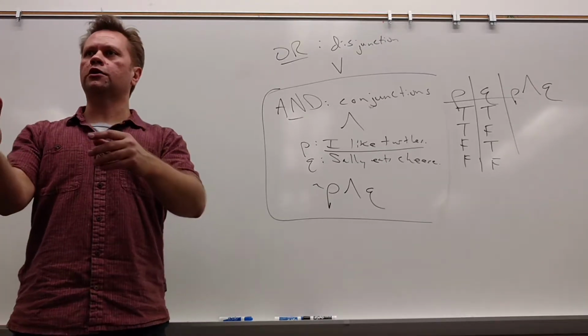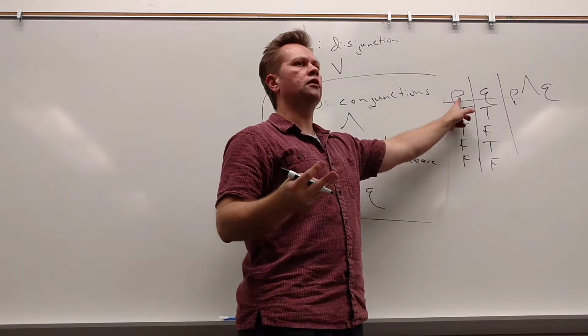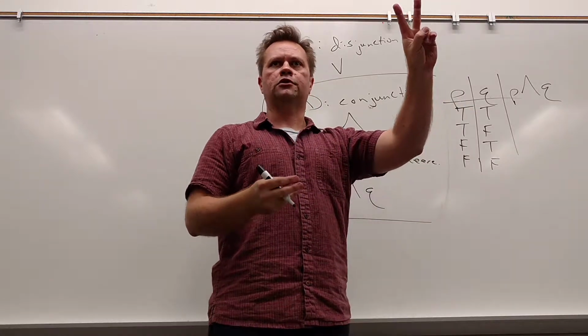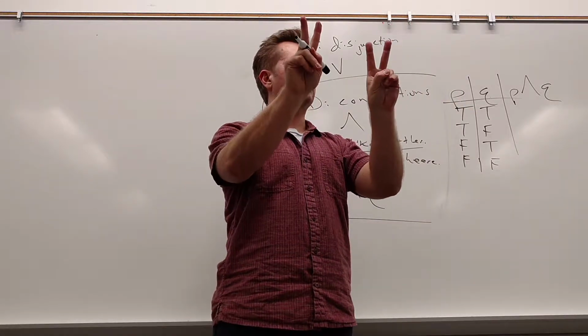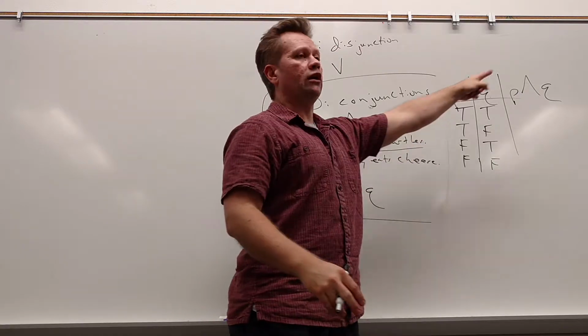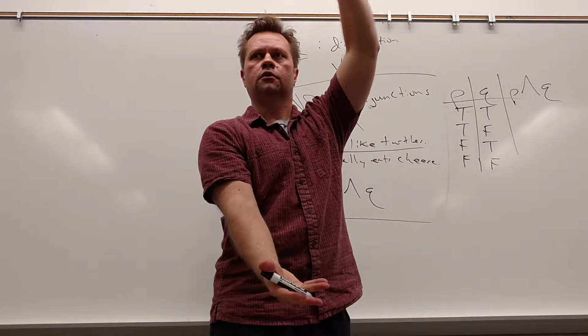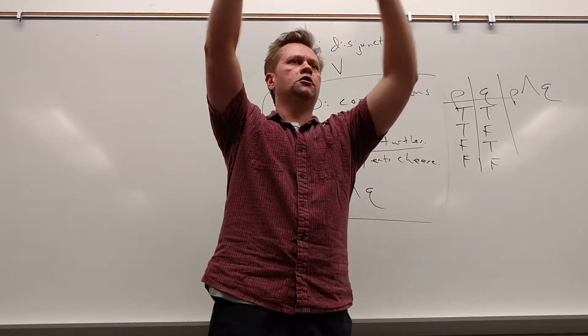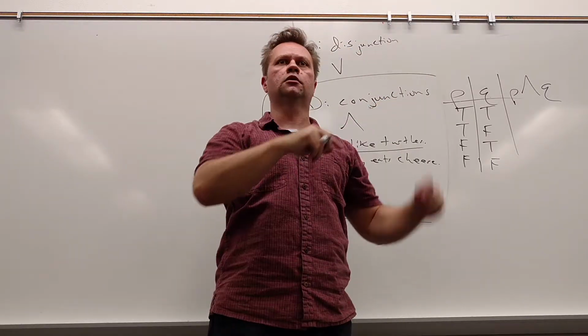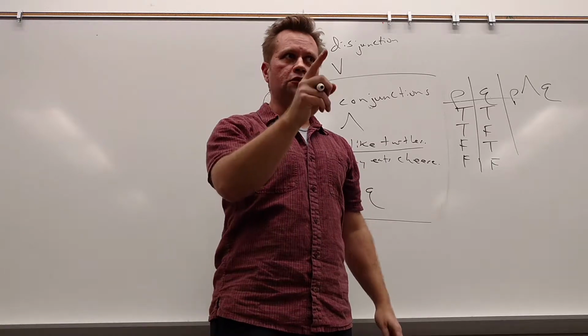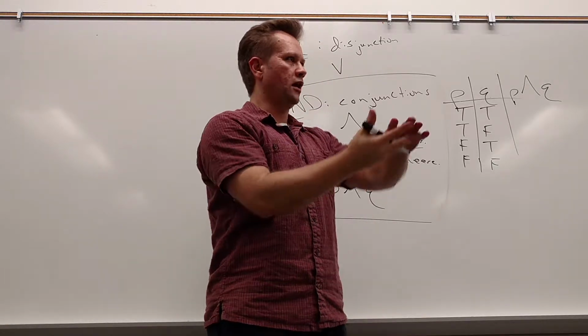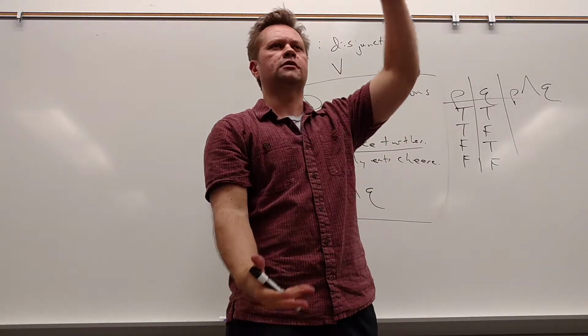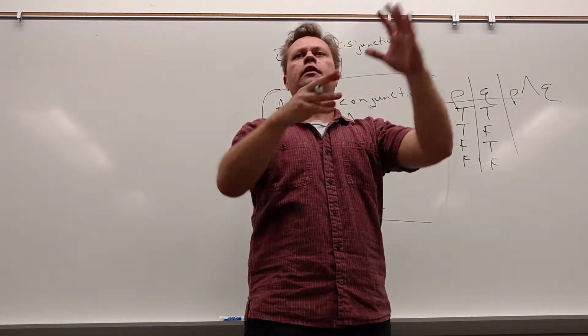There's only 4 situations, because how many options are there for P? 2. How many options for Q? 2. 2 times 2 is 4. So if I had 3 letters, how long would it be? PQR. 2 for P, 2 for Q, 2 for R. 2 times 2 times 2 is 8. It would be 8 long. That's in our future. We will have 3-letter problems.